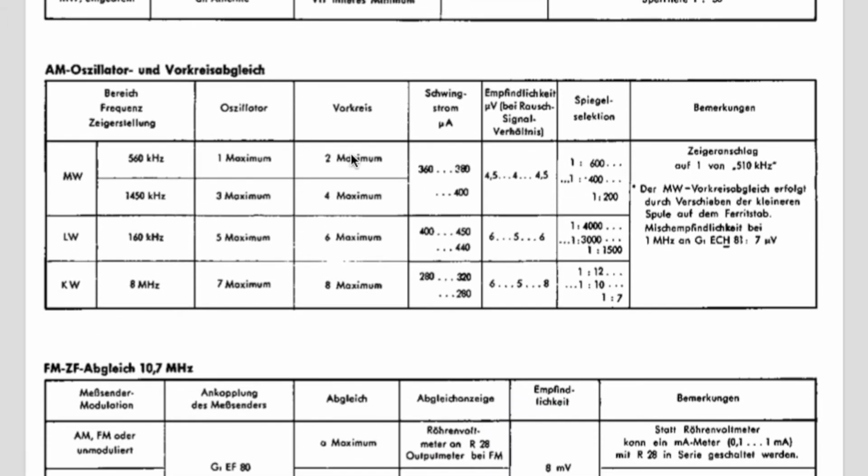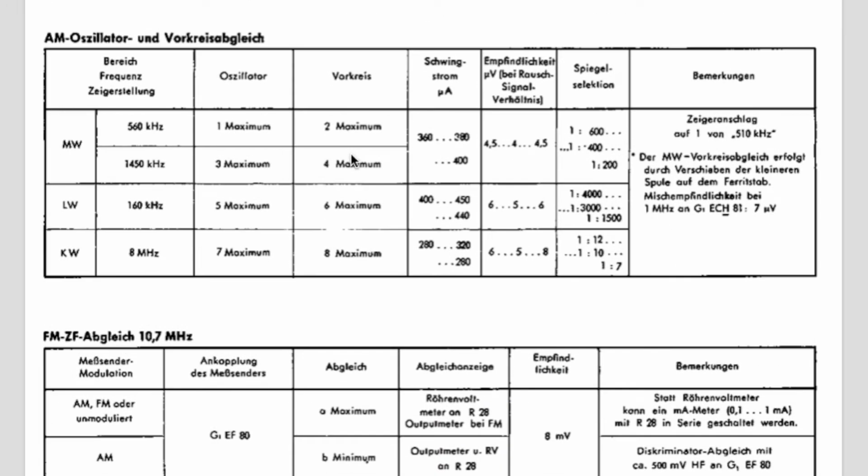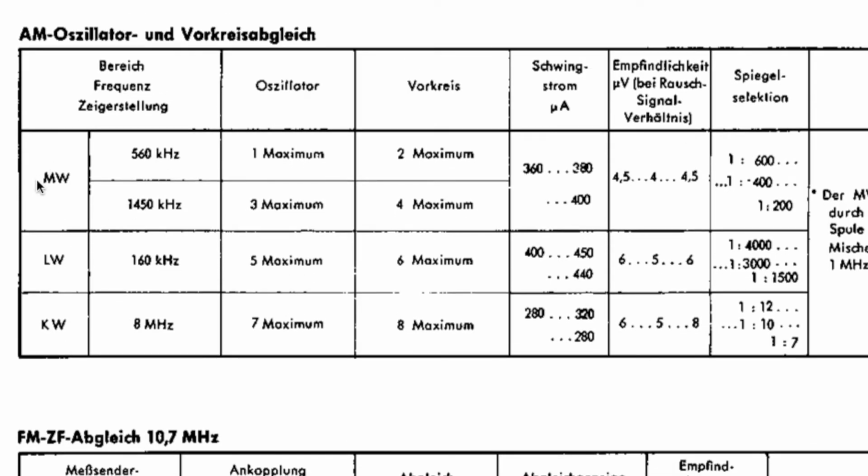Now, when it comes to doing the actual RF alignment, they give us instructions here, and what they're basically saying is you set to medium wave, you set it to 560 kilohertz, and you adjust 1 to maximum. Now, what does that mean? You've got to know what 1 and 2 are. The rest is not really that important, but you've got to know what coils these are, 1 and 2.